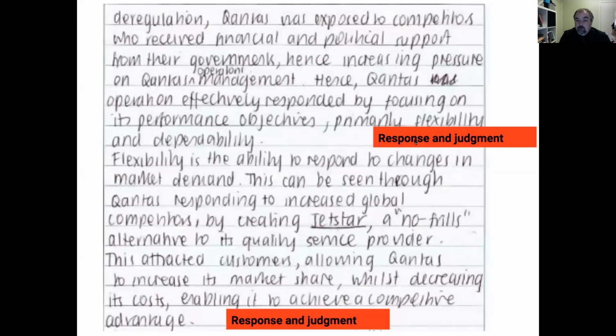And I've got in here some judgment. So things like effectively responded by doing this, okay. We've got our case study, Jetstar, and down here again, allowing Qantas to increase market share whilst decreasing costs, enabling it to achieve a competitive advantage. So we've got reasoning, we've got some judgment here, we've got case study, we've got sophistication in our answer, etc.